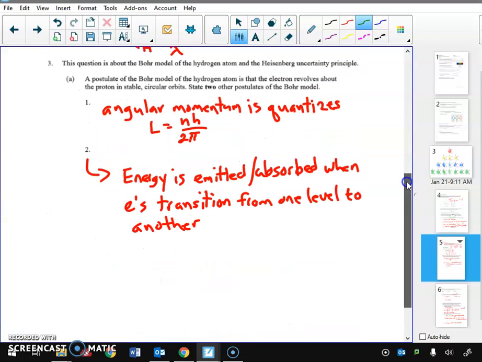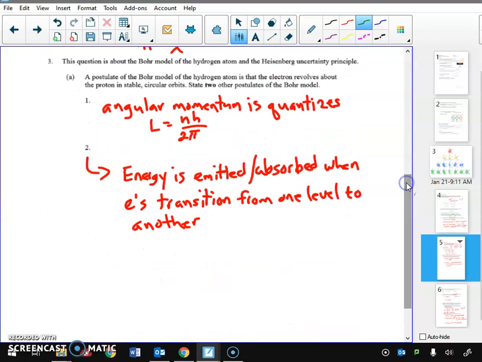Okay, so this is a new question: what are the fundamental postulates that gave rise to the Bohr model? The first one is that it's a stable circular orbit. That's what's given. All right, so what are the other ones? Probably the most important, actually two very important: angular momentum is not conserved, it's quantized. In the equation, L is nh over 2 pi.